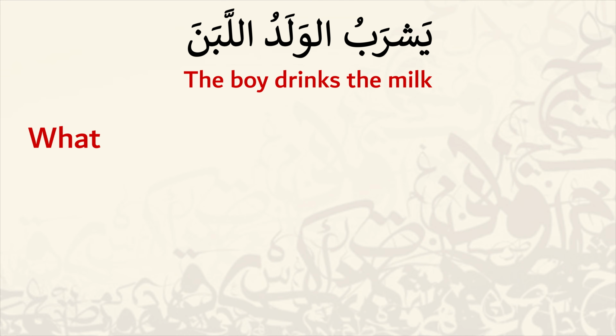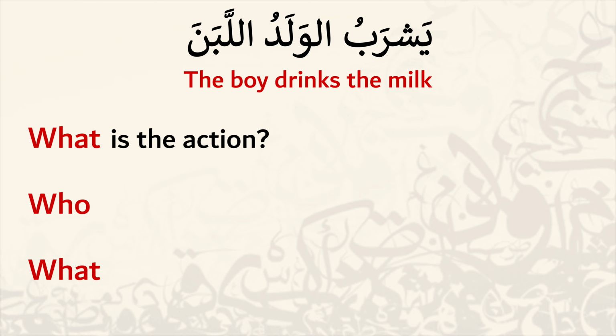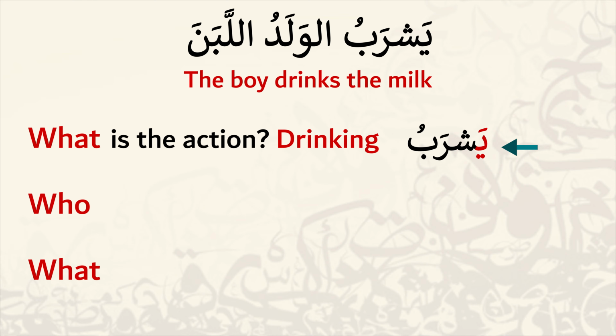Let's ask the three questions. First, what? What is the action? The action was drinking, from this word, يشرب, which is a present verb meaning drinks. How did we know it is a present verb? Because it begins with يا, which is one of the four present letters, and its case ending is ضمة. So here we identified the action or the verb.